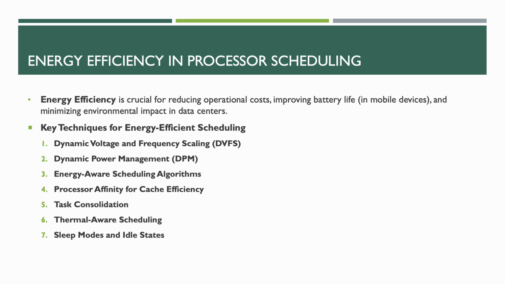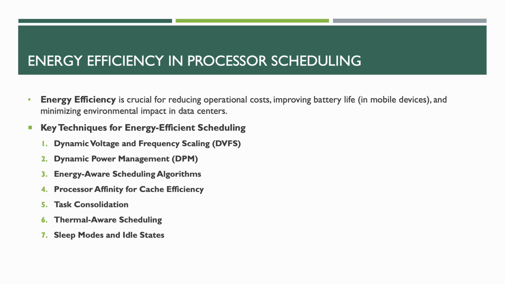So now we'll see energy efficiency in processor scheduling. Efficient processor scheduling helps manage power consumption dynamically, ensuring optimal performance while reducing energy waste. It is not just about reducing power consumption, it plays a crucial role in minimizing operational cost, extending battery life, and lowering the environmental impact of data centers.